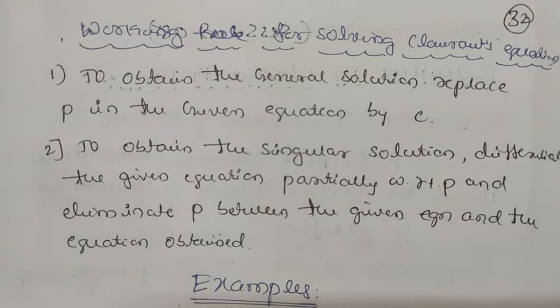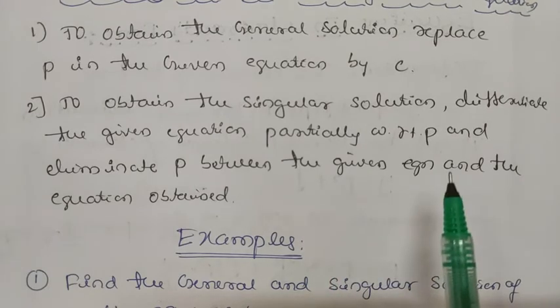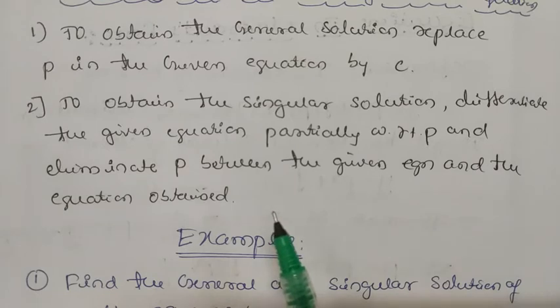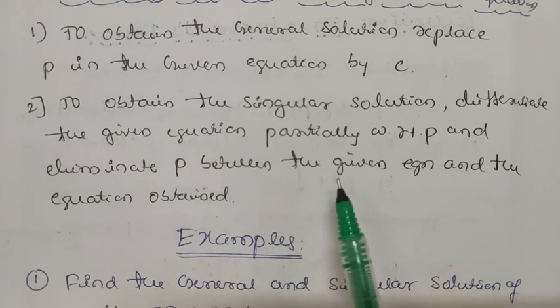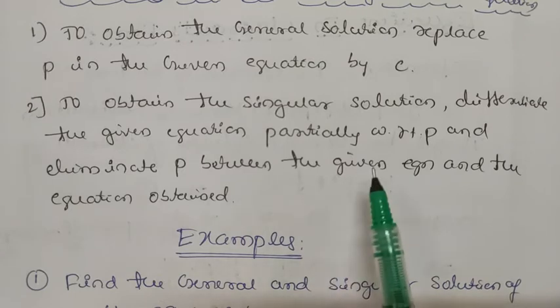Let us see the method of solving Clairaut's equation. There are only 2 points you have to remember. To obtain the general solution, just replace p in the given equation by c, if the given equation is in Clairaut's form. And second, to obtain the singular solution, you just differentiate the given equation partially with respect to p and eliminate p between the given equation and the equation so obtained. You will get the singular solution. So it is also very easy.